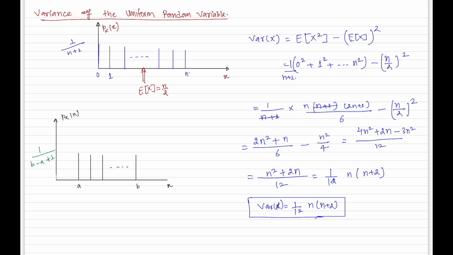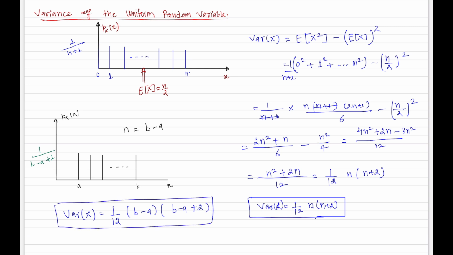And if you look here at this n from this PMF, you can think of it like this: n minus 0, and here that will correspond to n equals b minus a. You can directly make use of this expression. You can write the variance of this random variable x for this shifted PMF, that will be 1 divided by 12, and n will be b minus a, times b minus a plus 2. So this is the variance of a uniform random variable where random variable x can take any value from a to b.